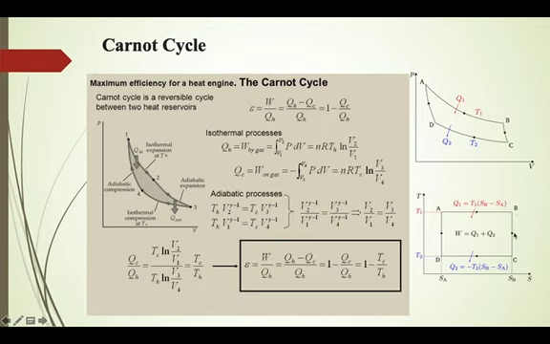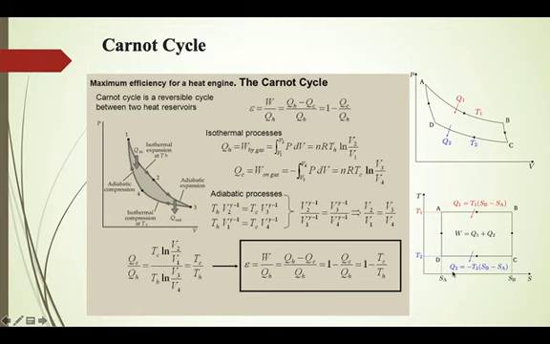Now B to C is a reversible adiabatic expansion process. Reversible adiabatic is also known as an isentropic process, therefore it is a vertical line on the TS diagram. C to D is a reversible isothermal compression process. Since it is an isothermal process, the temperature remains the same, and hence it is a horizontal line on the TS diagram. Temperature at C is equal to temperature at D, and the temperature is marked as T2 over here. So T1 is the temperature here and T2 is the temperature here.